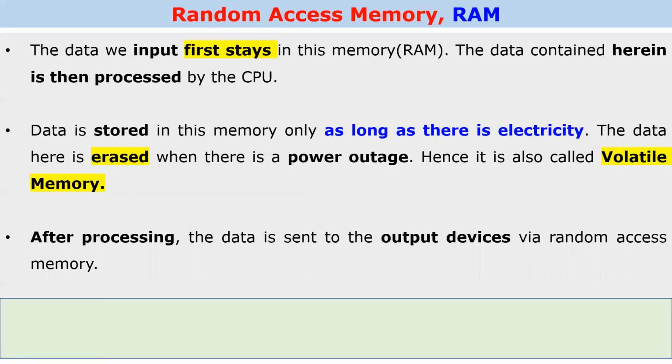Normally the processing is done by the CPU. After processing, the result should be displayed to the users. The result is sent to the users through the random access memory. I think you can get the idea if you remember the earlier diagram. After processing, think about the red arrow coming from the CPU to the RAM. That means after processing, the information should be sent to the users through the random access memory.